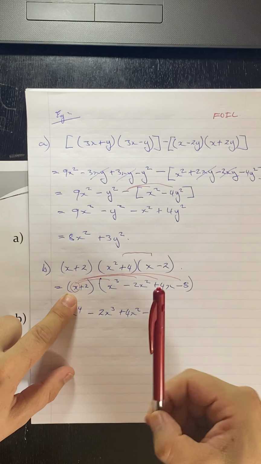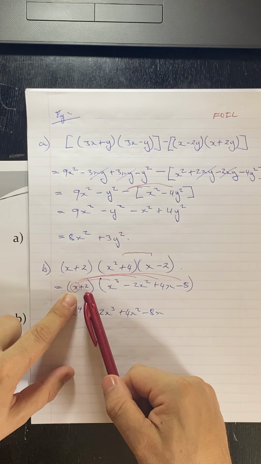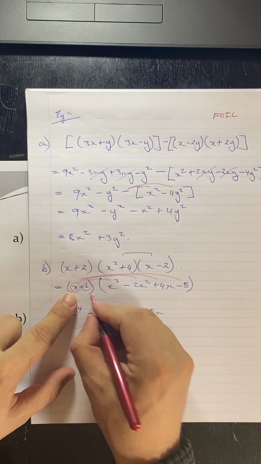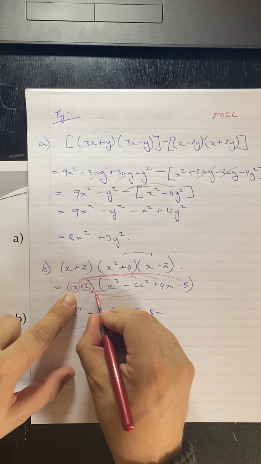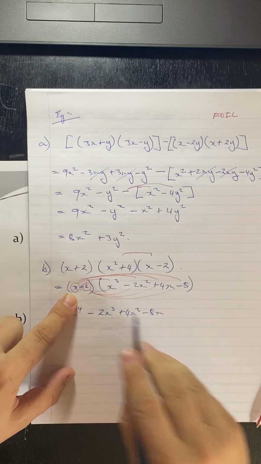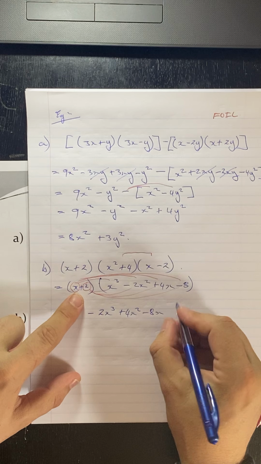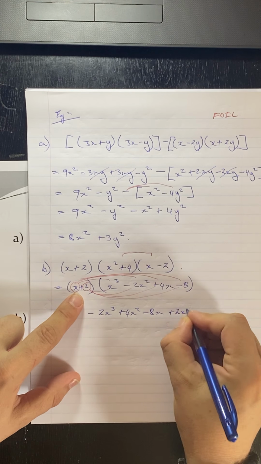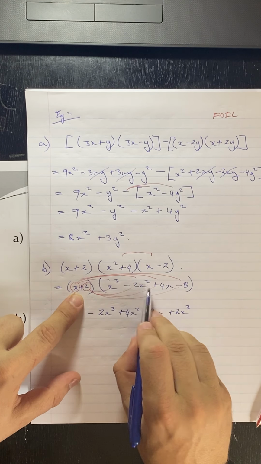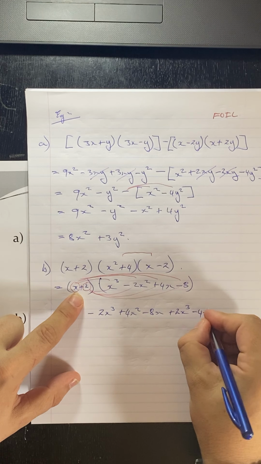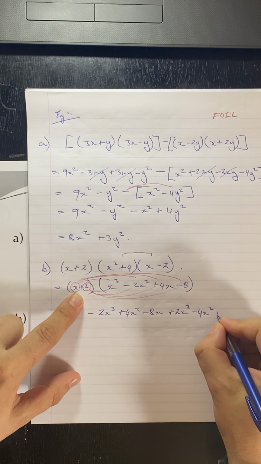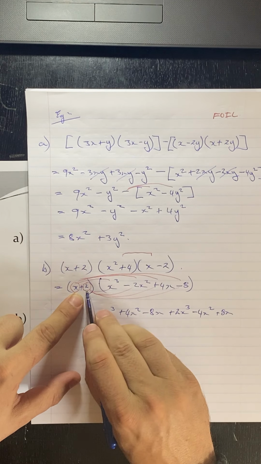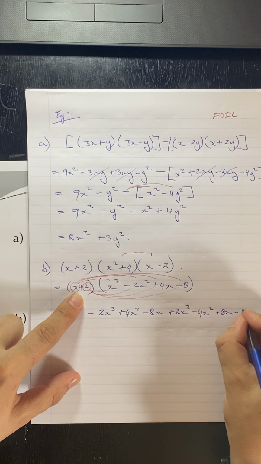Okay, now I need to do exactly the same for the 2. The 2 now needs to be distributed into each one of these terms. Okay, so 2 times x cubed is plus 2x cubed. 2 times minus 2x squared is minus 4x squared. 2 times plus 4x is plus 8x. And then 2 times minus 8 is minus 16.